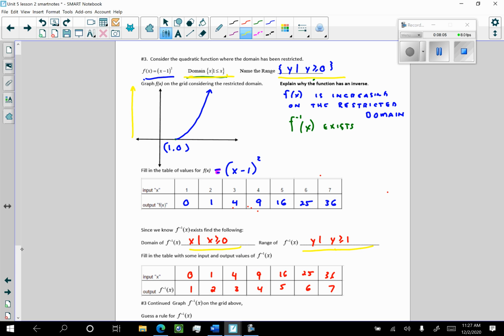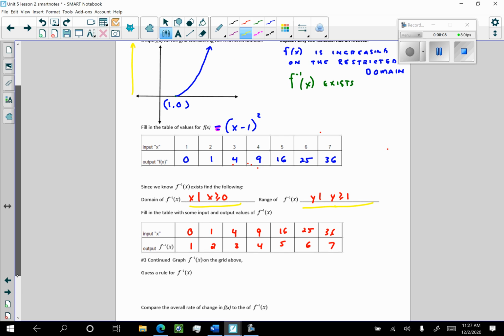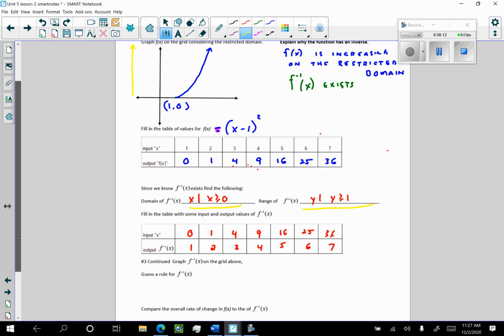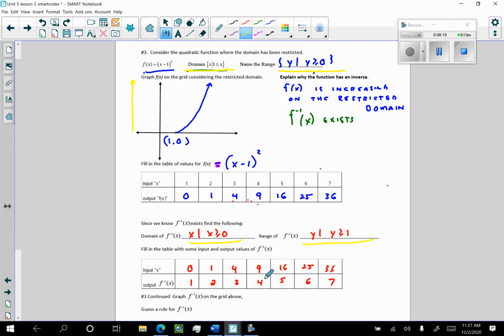And so what I want to do here is graph the inverse on the grid above. So what am I going to do? Well, the first point I have is this 0, 1. I'm going to graph that. I'm going to zoom out a little bit. So it's going to be 0, 1. I'll graph it in red. And then I have 1, 2. I have 4, 3.